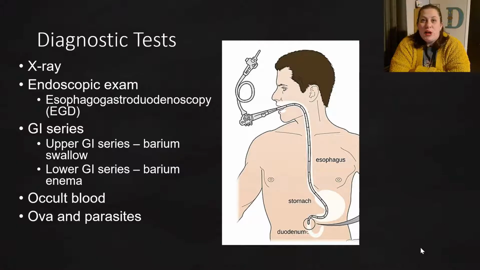Another is where we could do an ova and parasite test, also known as an O&P. This is where we're looking specifically for eggs of parasites or the parasites themselves. This can be very helpful with a lot of different worm infections, specifically tapeworms, roundworms, pinworms, and even hookworms. There are some protozoa as well that we could detect with this test.